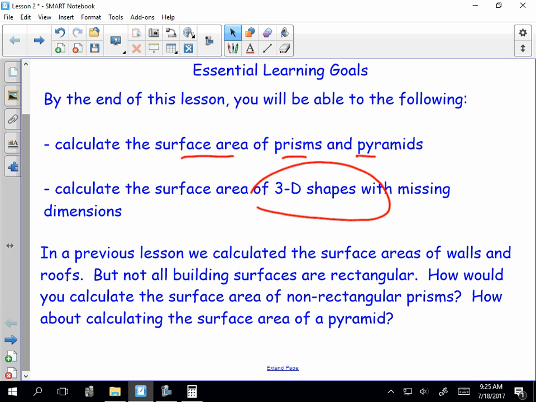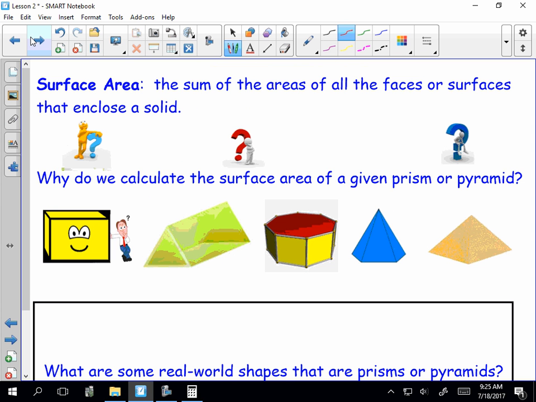So if you think back, in our previous lessons, we've calculated the surface areas of walls and roofs, but understanding that not all surfaces are rectangular. We're going to see some rectangles in today's lesson, but we're also going to work with some other shapes as well. So when we talk about surface area, it's the sum of the areas of all the faces or surfaces that enclose a solid. That includes both bases or the base if it is a pyramid.